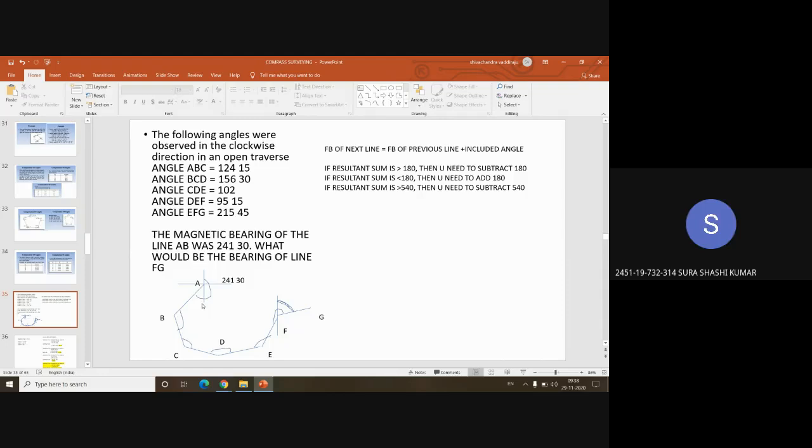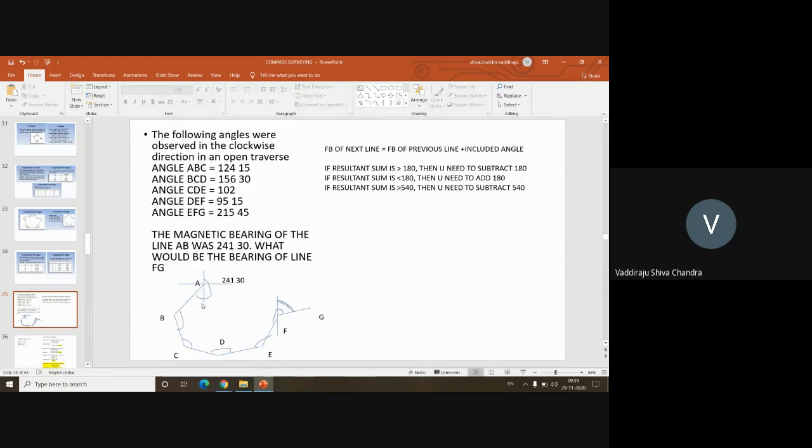This is only a rough figure. Yes sir, you drew it directly. This is a rough figure. Okay. And based on the angles also you can see: the following angles were observed in the clockwise direction in an open traverse. Okay, here the bearings are not in the clockwise direction. Traversing is not in the clockwise direction. Angles are in the clockwise direction.